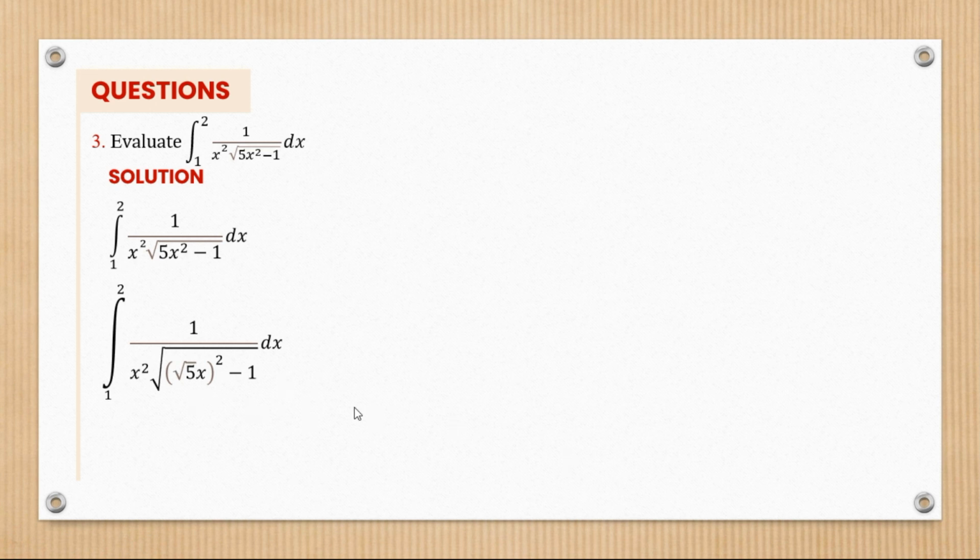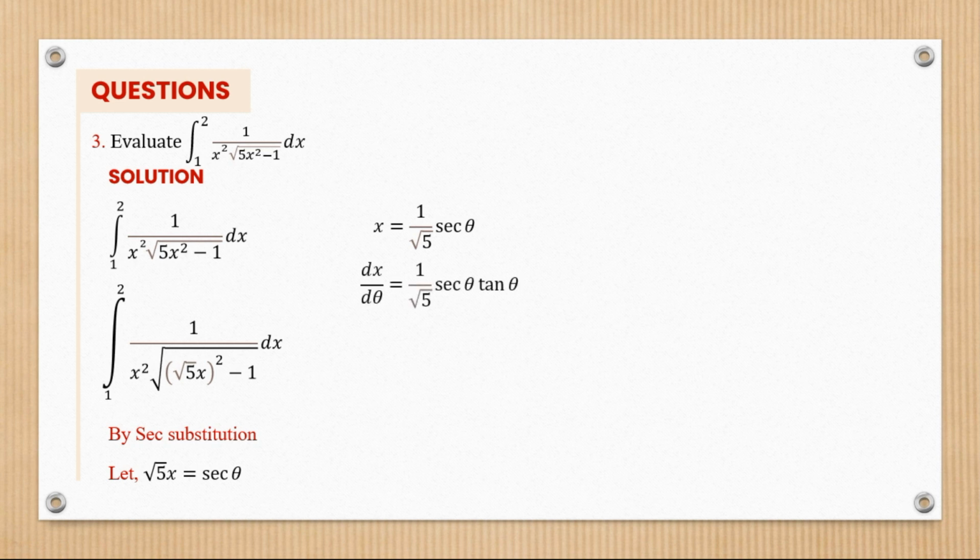So now what that means is, now I can let root of 5x be equal to sec theta. So now if I make x a subject, x shall be equal to 1 over root of 5 sec theta. So if I differentiate that, I have dx d theta being equal to 1 over root of 5 sec theta tan theta. Make dx a subject and dx shall be equal to 1 over root of 5 sec theta tan theta d theta.